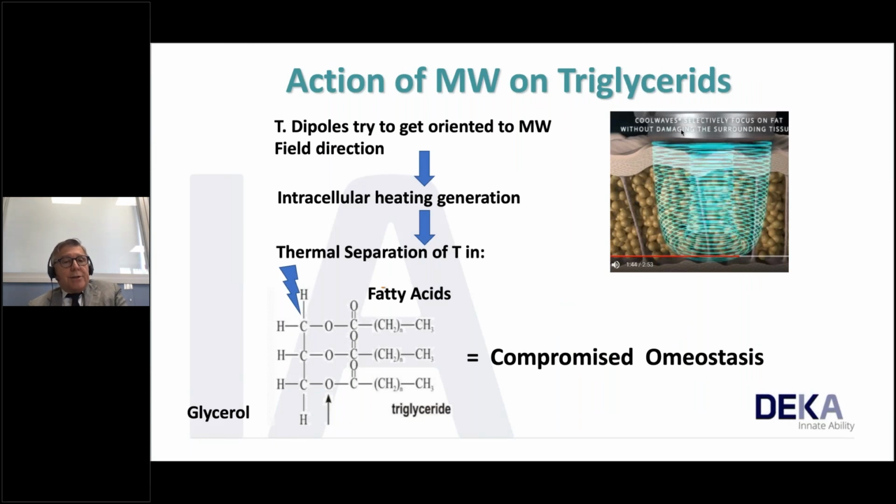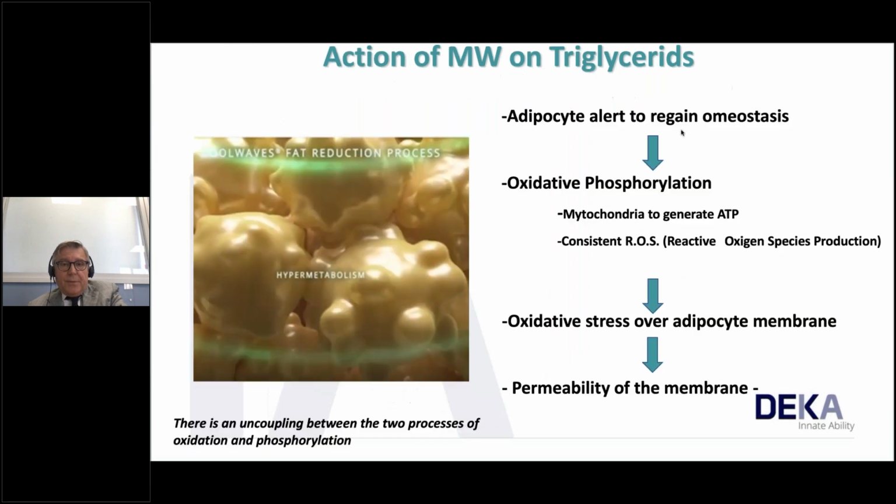The dipoles, triglycerides, try to get oriented to the microwave field direction. There is an intracellular heating generation and the thermal separation of triglyceride into fatty acid and glycerol. So as a consequence, we have a compromised homeostasis. You see that the adipocyte tries to regain homeostasis. There is a sort of uncoupling between the two processes of oxidation and phosphorylation, and we have a real oxidative stress with alteration of the permeability of the membrane.